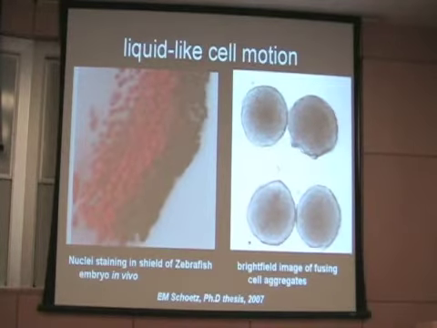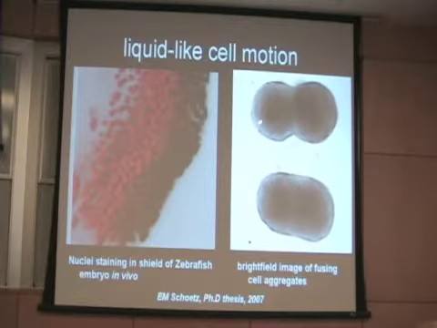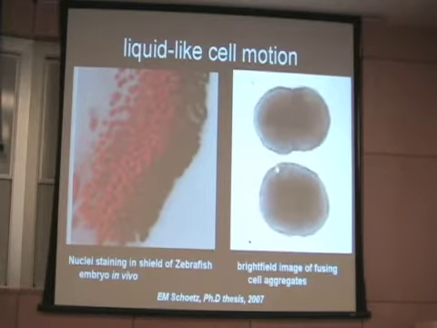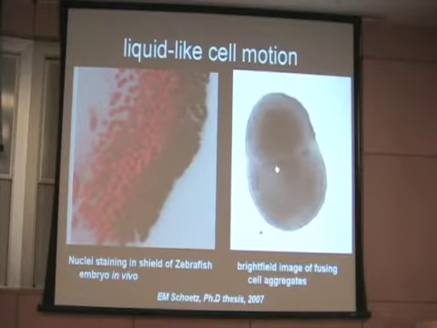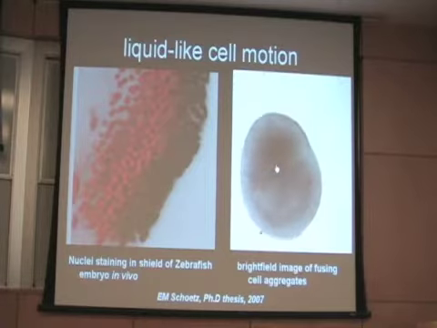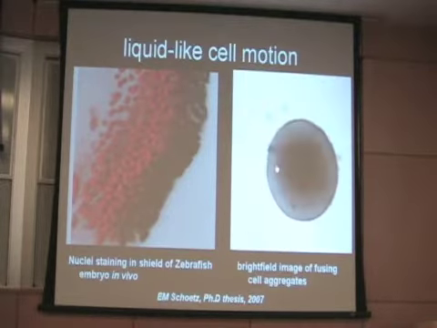And then the second thing I'll show you is an in vitro experiment where these are aggregates of cells now, and they're moving together and fusing just like drops of liquid, basically. I think it's a really neat picture to show that on long time scales, this is like over 4 hours, these tissues behave like fluids.